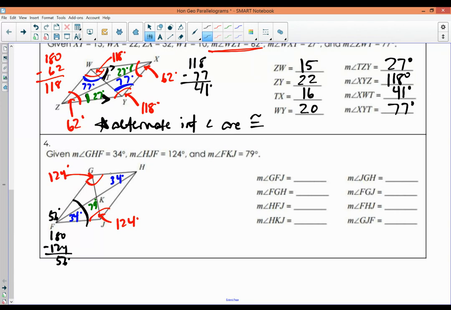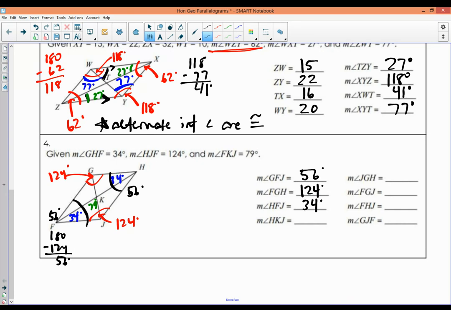So that whole angle will be 56 degrees. So measure of angle GFJ, 56 degrees. Now I need the measure of angle FGH. FGH, oh, we already found that right here, 124 degrees. Measure of angle HFJ, 34 degrees. Alternate interior.